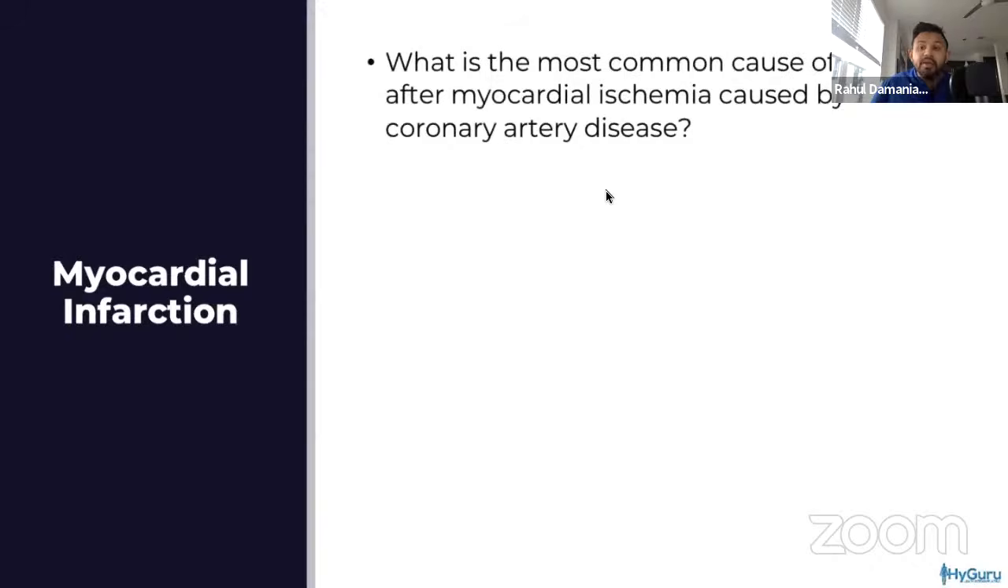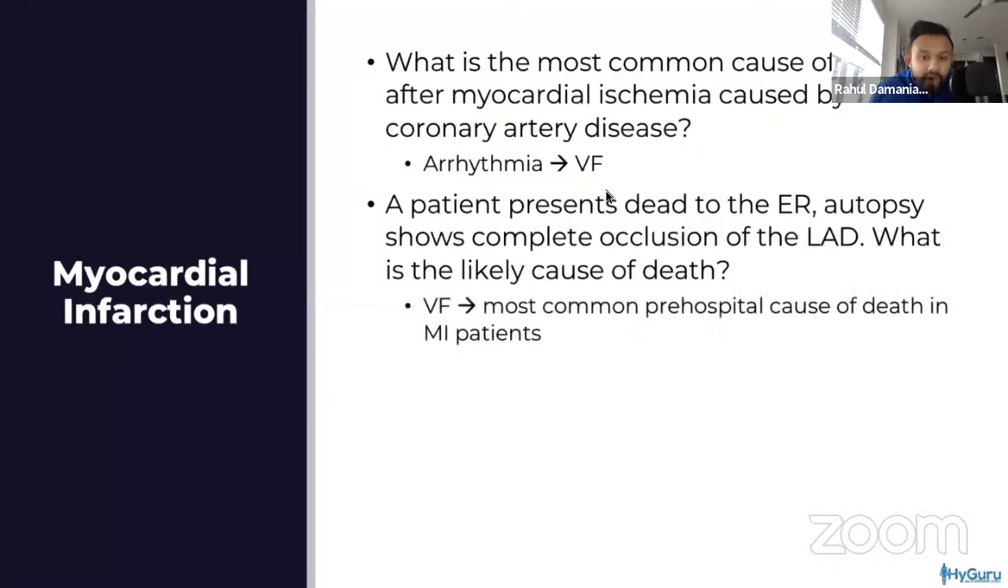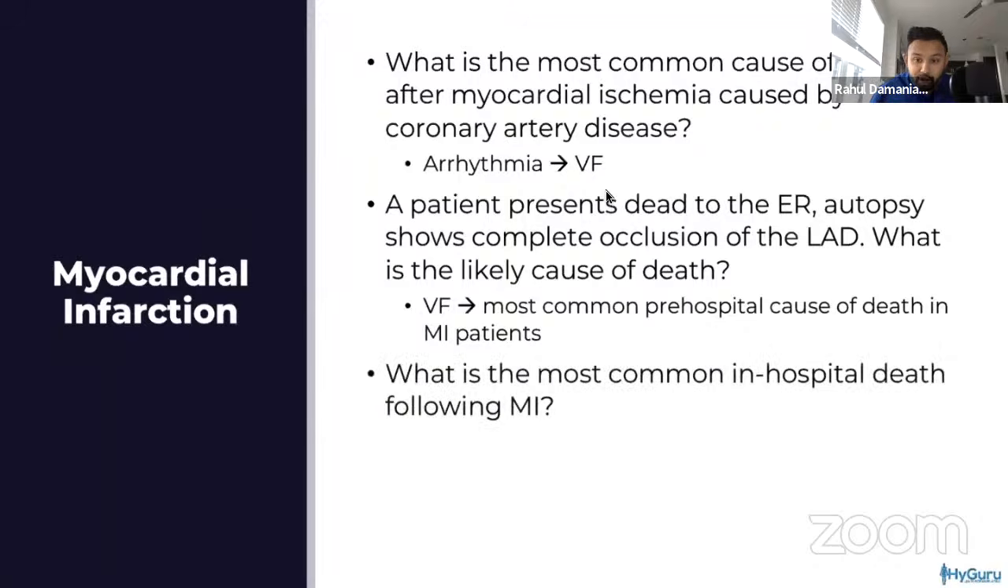So what is the most common cause of death after myocardial ischemia caused by coronary artery disease? And that's going to be arrhythmia. Usually patients after a heart attack are going to die of arrhythmia, especially within the first 24 hours. A patient presents dead to the emergency department. Autopsy shows what? Complete occlusion of the LAD, which represents a myocardial infarction. The likely cause of death? Ventricular fibrillation. Ventricular fibrillation is the most common pre-hospital cause of death in patients with myocardial infarction.